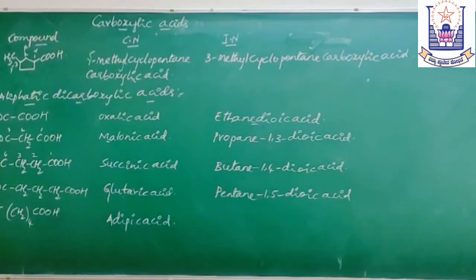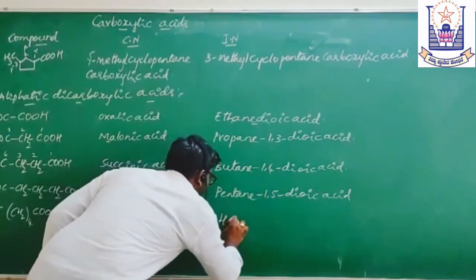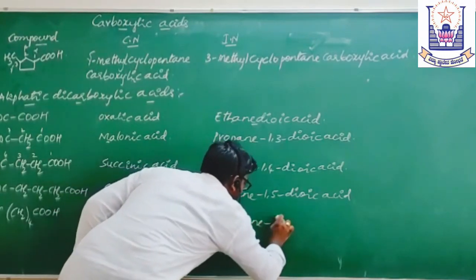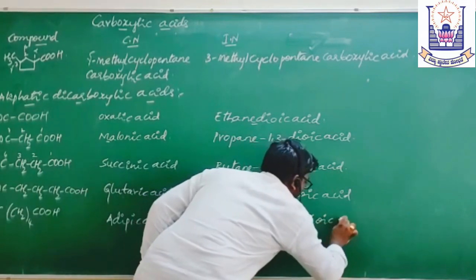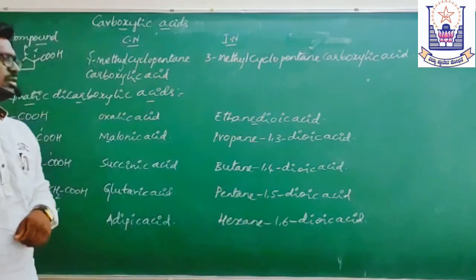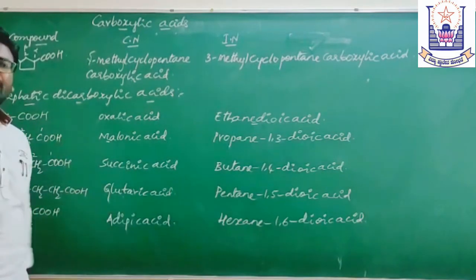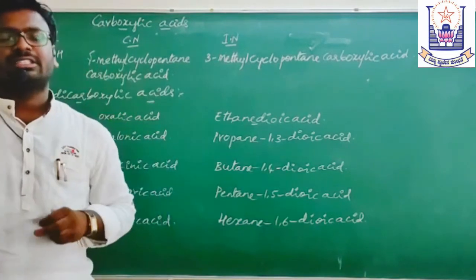Okay. Now, what is the IUPAC name? 4 times it is, no? Okay, 4 carbon atoms, 5, 6. So hexane 1, 6 dioic acid. Hexane 1, 6 dioic acid. Okay, these are the 5 common aliphatic dicarboxylic acids.